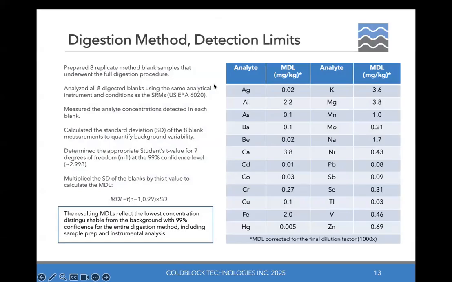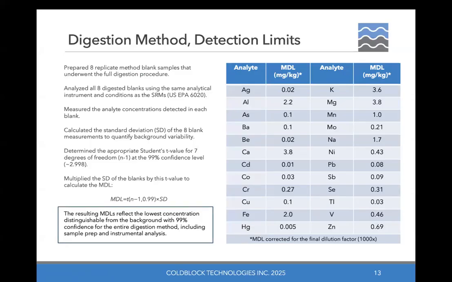Here we are outlining the method that we use to assess detection limits, detailing the number of replicates and blanks that were used. It's important to note that these MDLs reflect the entire analytical workflow, including sample handling, digestion, analysis, and the dilution factor. So these are real-world detection limits.